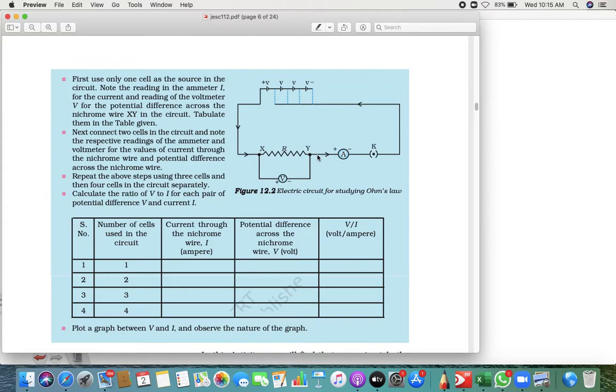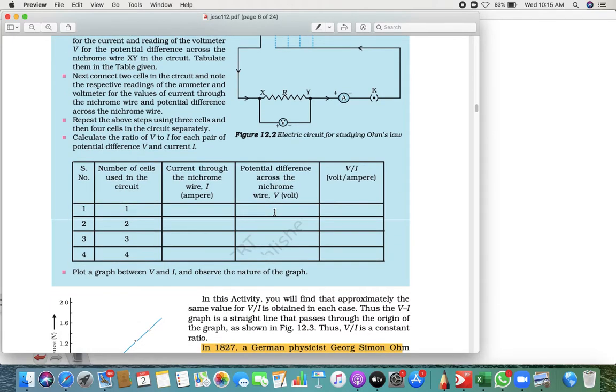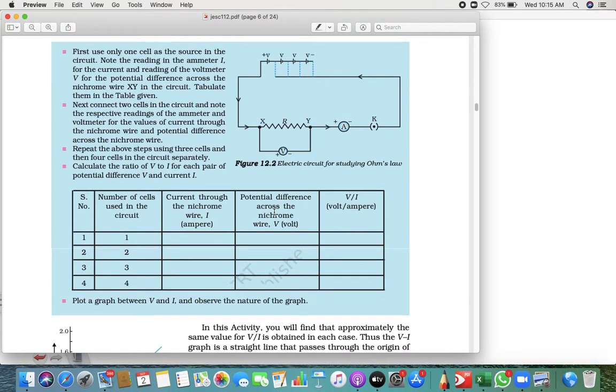Second thing is, when you take the ratio of V versus I, what do you get? For different voltage you get different current, but when you take this ratio, you see that the V versus I value remains the same. That is called resistance. So ultimately, what you get in this experiment is the V versus I ratio, which is the resistance.